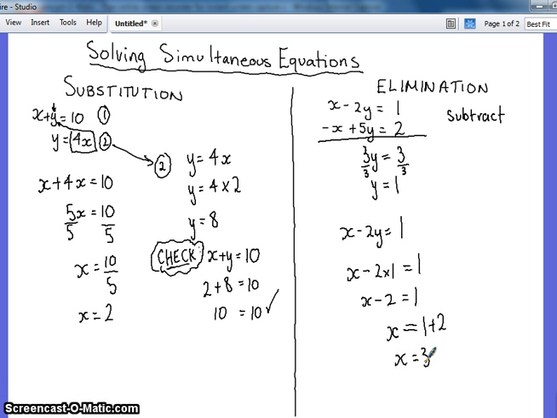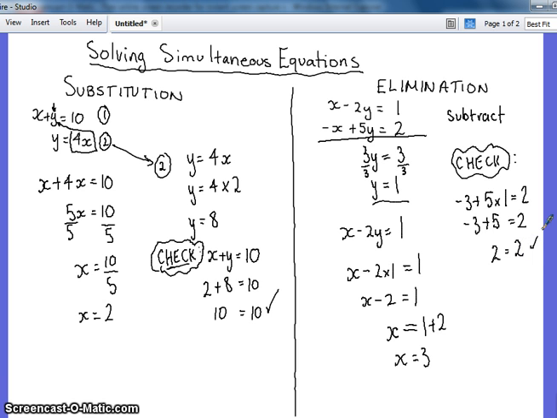Do you think we can check that? Yes, we can. Check. I'd put it into the equation that you haven't used. Say x is equal to negative 3 plus 5 times, we thought equaled 1, should equal 2. Negative 3 plus 5 should equal 2. Negative 3 plus 5 is 2, and it equals 2, so we know we've got it right.